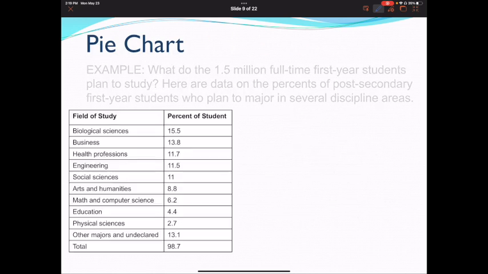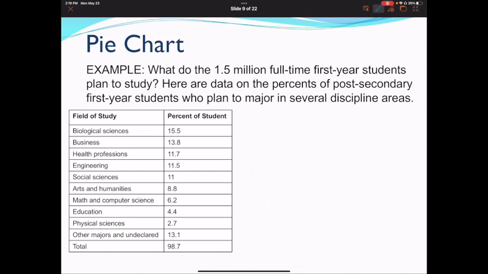So let's look at a pie chart. For example, what do 1.5 million full-time first-year students plan to study? So what are their declared majors? Here are data on the percents of post-secondary first-year students, post-secondary meaning college, if you didn't know that already, who plan to major in several discipline areas. So here is a table.